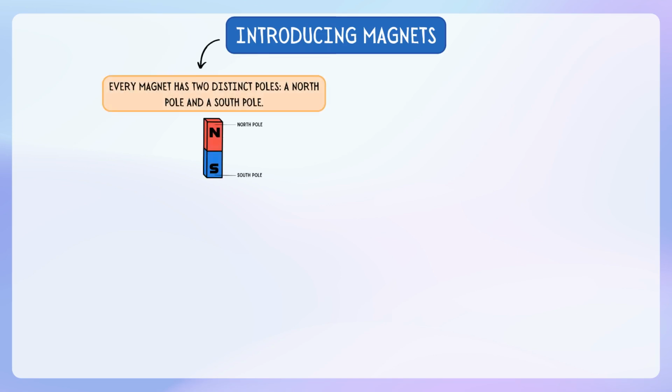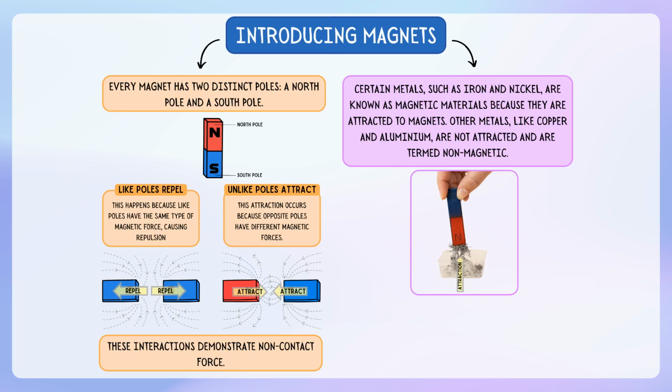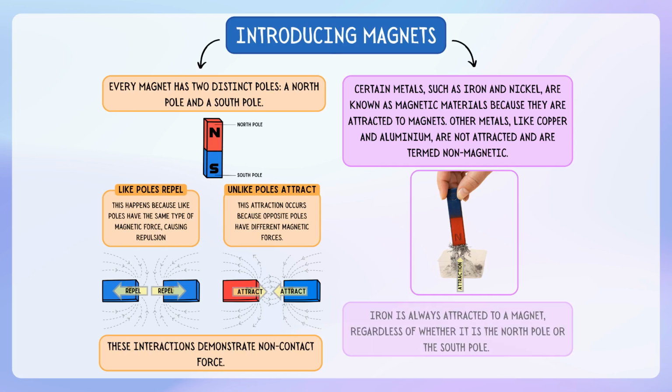That's the end of our lesson today. Let's quickly recap. We first noted that magnets have two distinct poles, north and south. Whilst like poles repel, unlike poles attract. These forces act on each other even when the magnets are not touching each other, demonstrating an example of a non-contact force. We then learned about magnetic materials such as iron and non-magnetic materials such as copper. Finally, we noted that magnetic materials such as iron are attracted to both poles of a magnet.